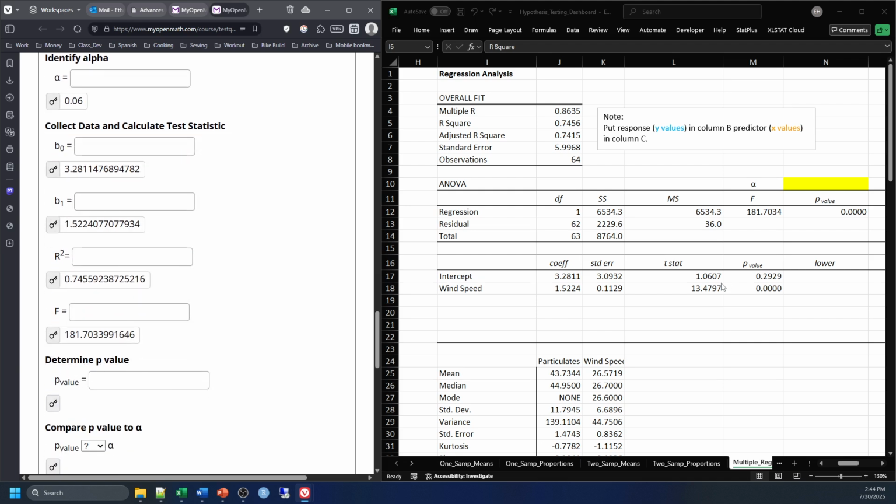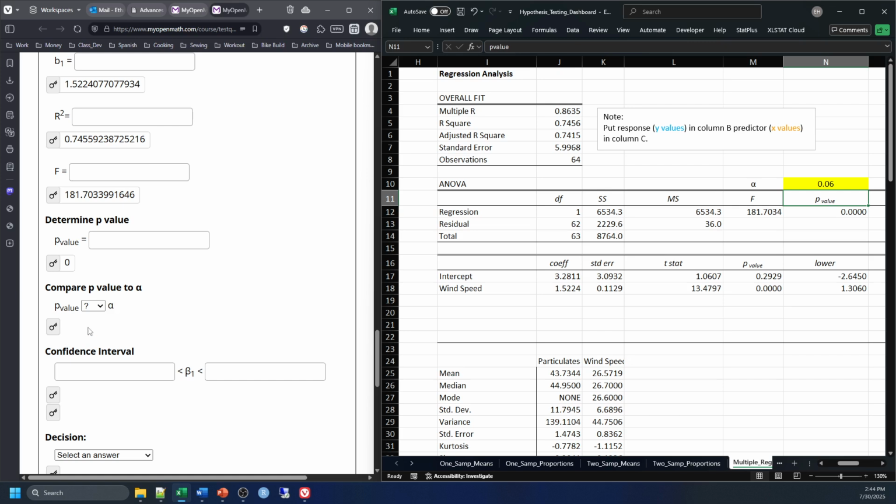And we're looking at our p-value. And our p-value is essentially 0 for all intents and purposes. So we can just put in zeros to 4 decimal places. In here, in this yellow spot, we want to type in our alpha level at 6%, and it will calculate out our confidence intervals for us as well. So the p-value here is going to be less than our alpha. So we put in a less than.